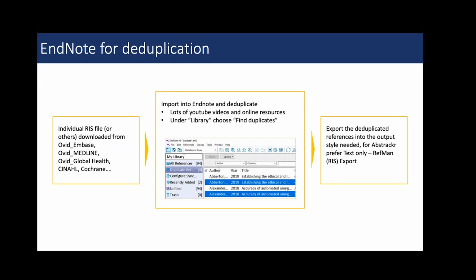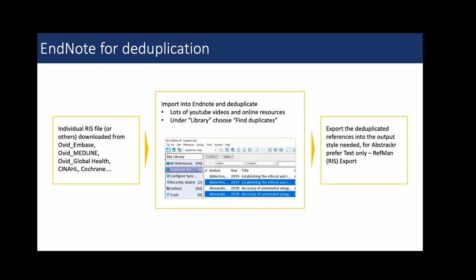So the recommendation is we use EndNote for deduplication, and we start by downloading individual RIS files from each of the databases. We shouldn't use the default deduplication in Ovid, but instead do it separately in each of the databases, including Ovid Embase, Ovid Medline, Global Health, CINAHL, Cochrane, or PubMed if you're using that. You should then import all your RIS files into EndNote, and there are tons of YouTube videos that tell you how to do so. Usually you just click through Library, find duplicates, and then delete them together.